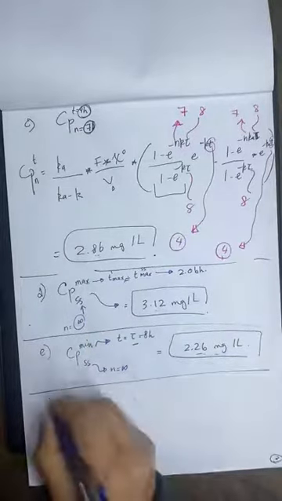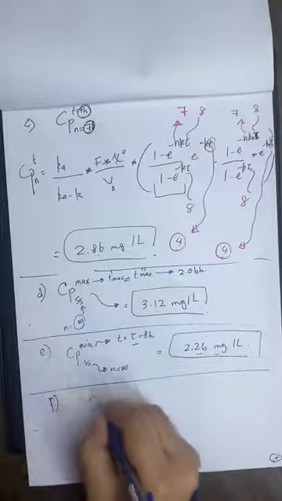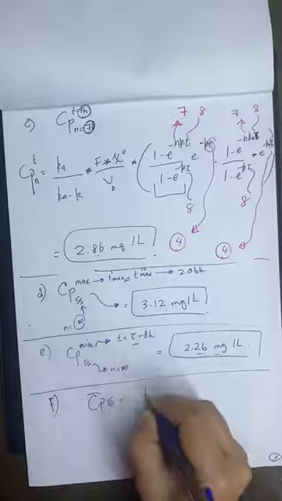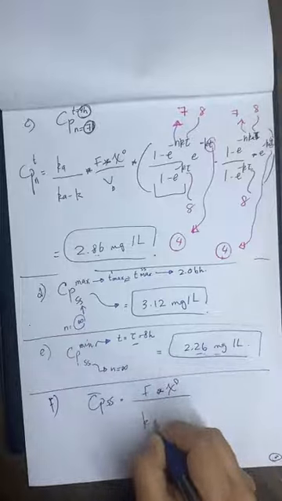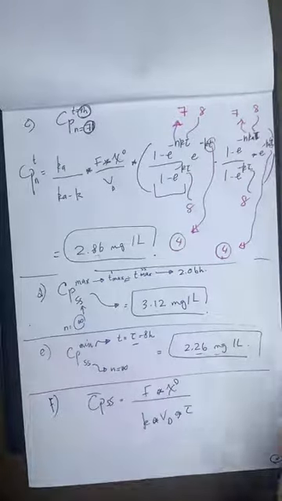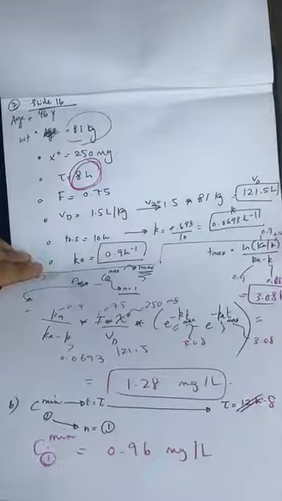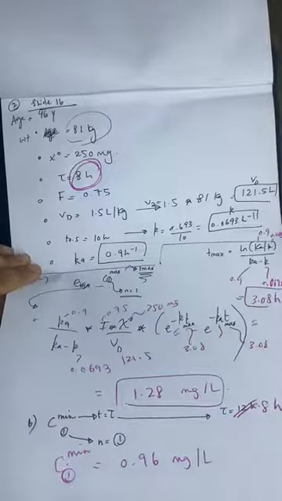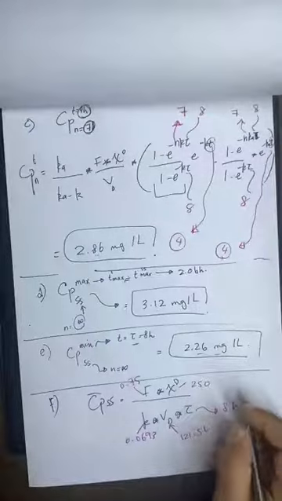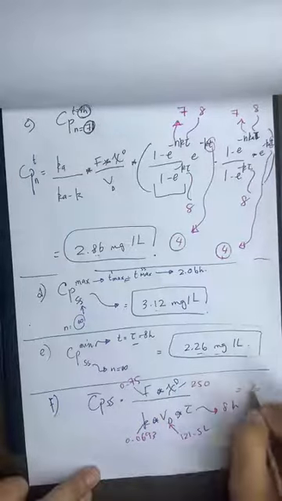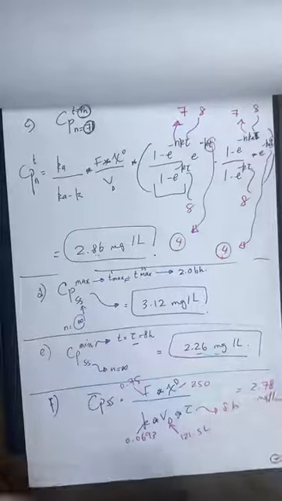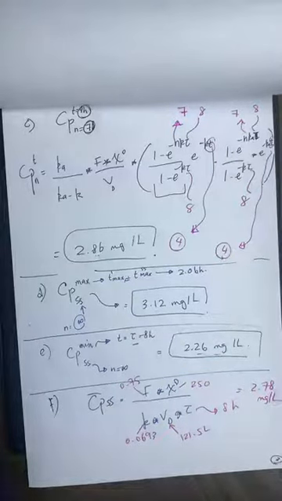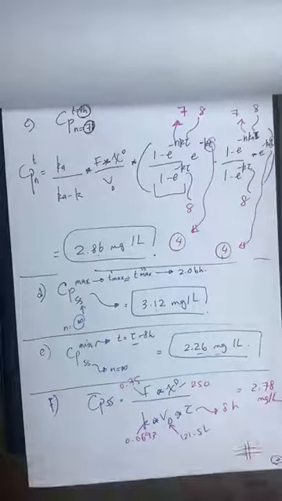Okay, for the last one, which is the average steady state concentration, it's F dose over K VD tau. Again, you have this 250.75, 0.0693, 1 to 1.5, and this is 8 hours, and you will have this as 2.78 milligram per liter. Okay, and by this I just finished this video.